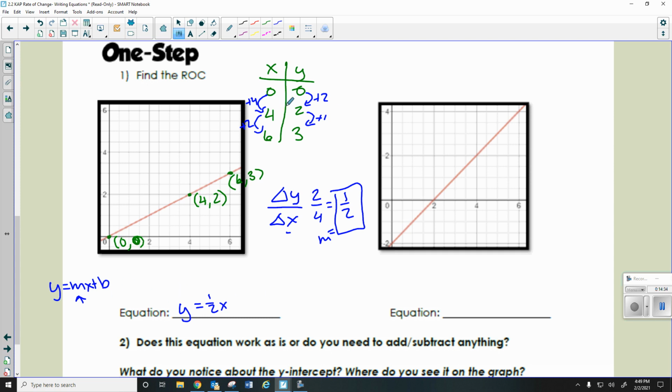Pick a point, any point. Let's do this guy. If I plug that in, 1/2 of 4, do I get 2? I sure do. I don't need to add anything. So again, try it on your own, pause, and then play when you're ready.